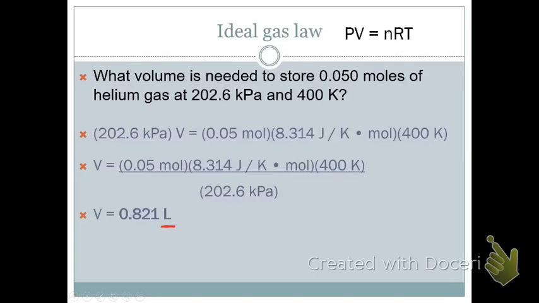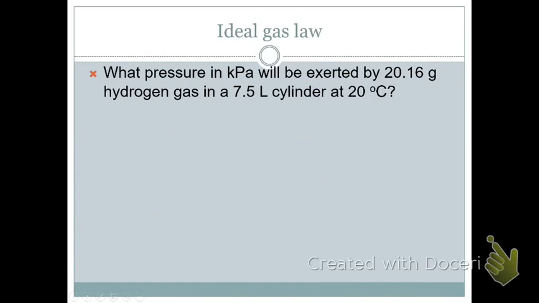Since I'm talking about volume, and volume has to be in liters, then my unit is going to be in liters. Pause the video if you need to, or rewind it if you need to go back and do the problem. Make sure you understand it, or write questions if you have those. Hopefully we'll get them answered. Okay? Let's look at another one.